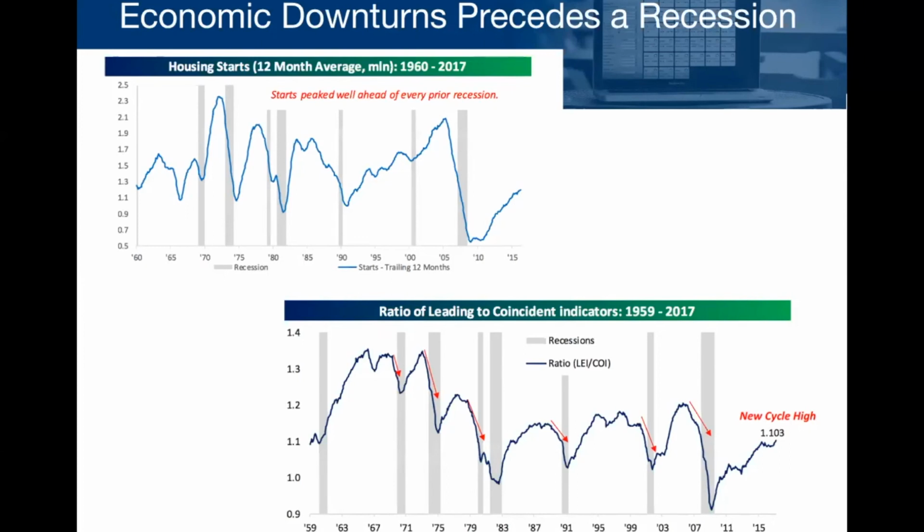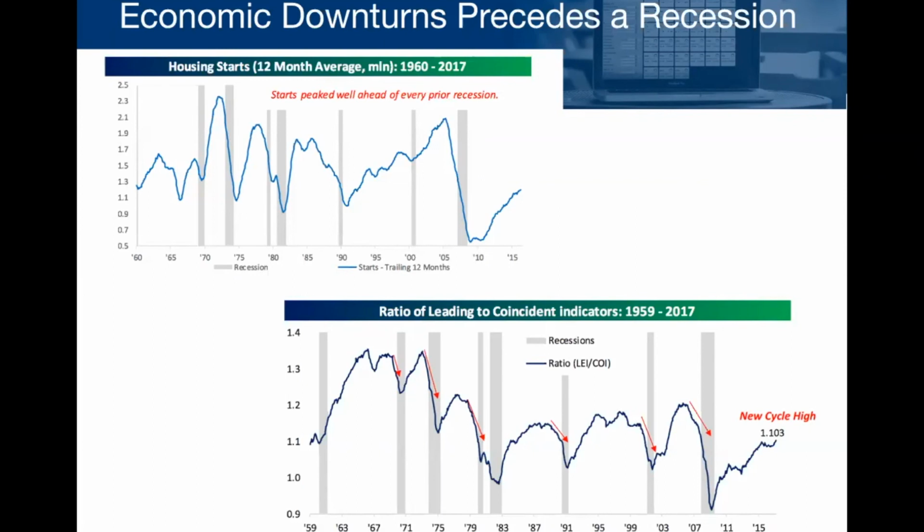The first is a 12-month moving average of housing starts. Since 1960, the 12-month moving average of housing starts has turned down ahead of every recession, and almost every bear market is accompanied or associated with a recession. So where is that indicator today? In spite of a couple of months of bad housing numbers, it's rising.